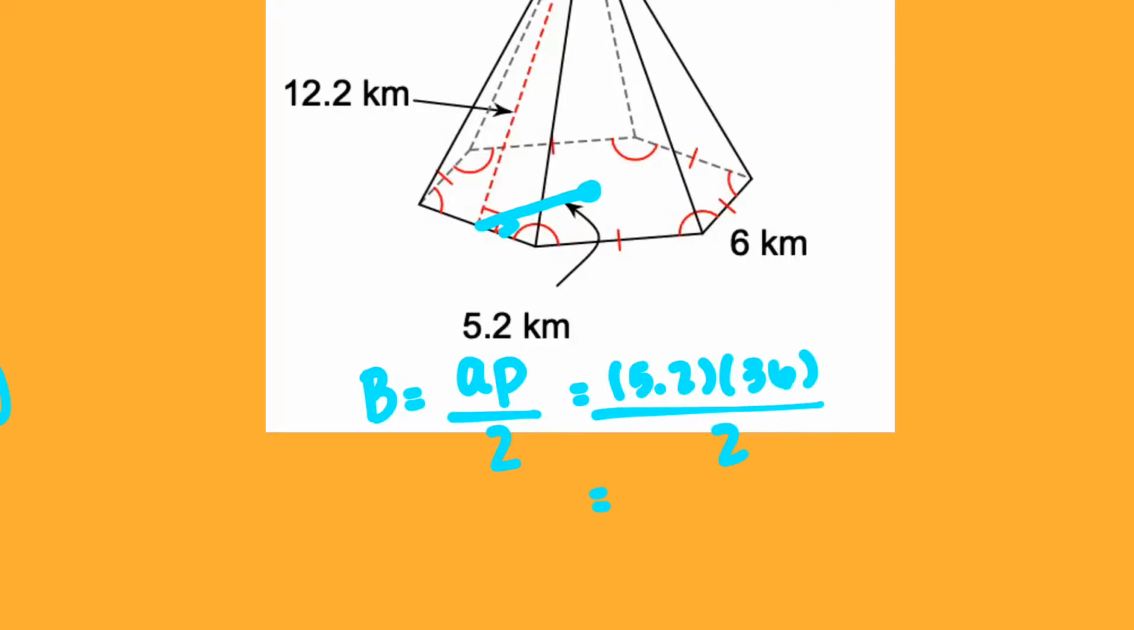So in my calculator, 5.2 times 36 is going to give me 187.2. Remember, you still need to divide that by 2, and I end up with 93.6 as the area for that base for that hexagon.